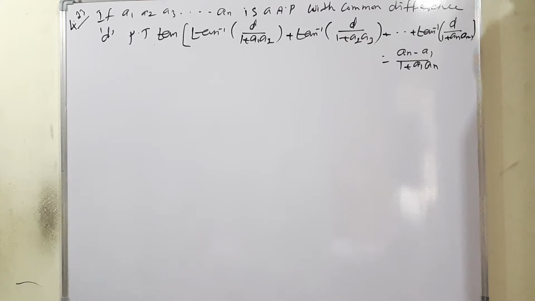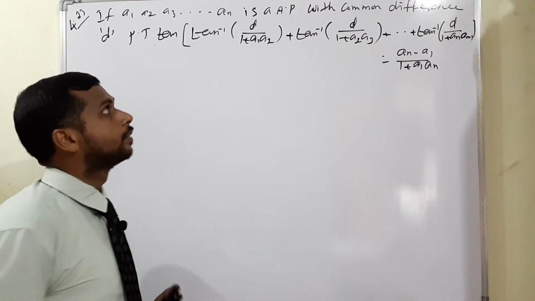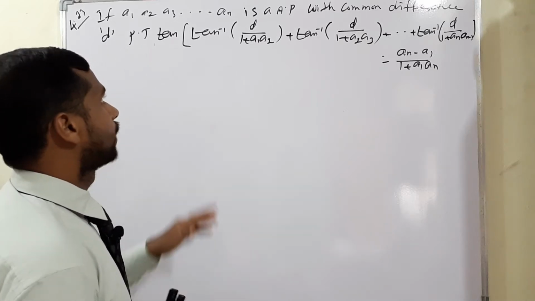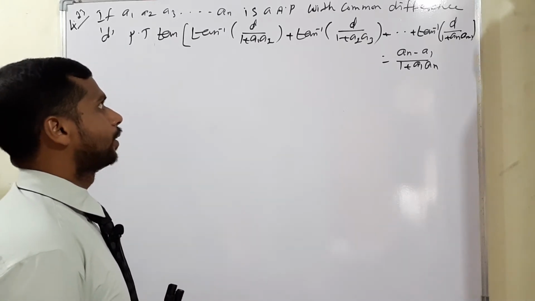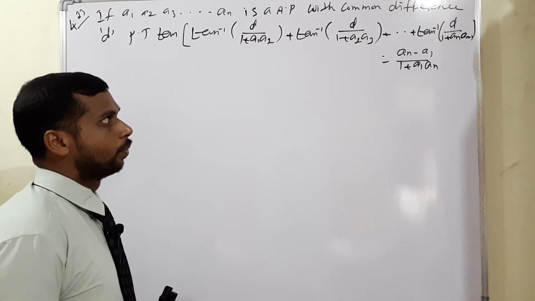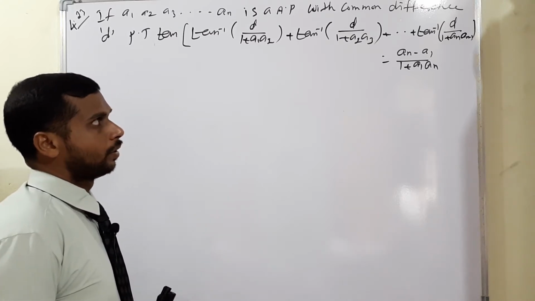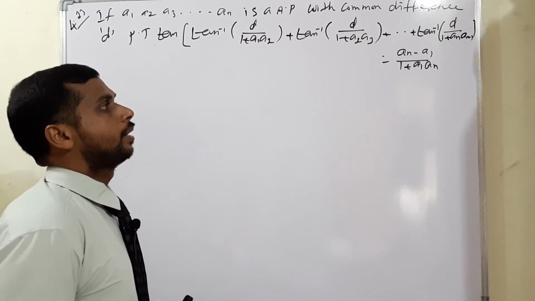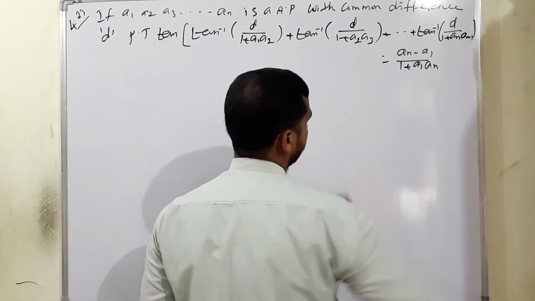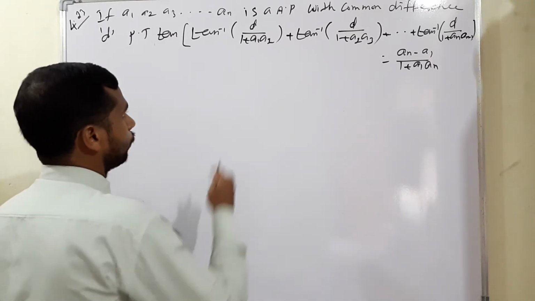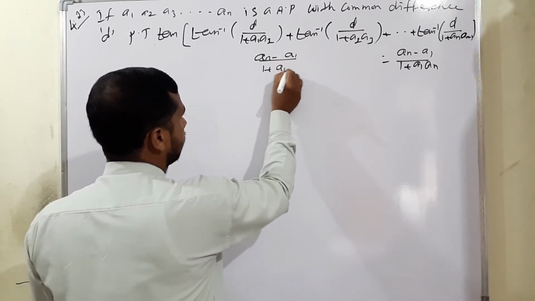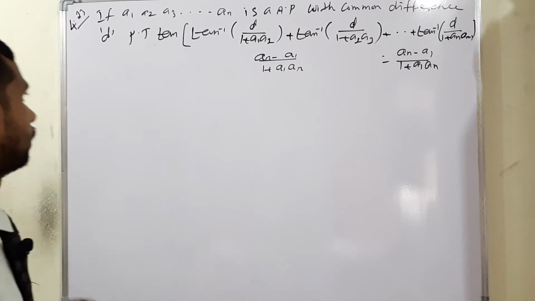If a1, a2, a3, ... an is an arithmetic progression, AP meaning arithmetic progression, with a common difference d, prove that tan inverse of d over 1 plus a1 into a2, plus tan inverse of d over 1 plus a2 into a3, plus tan inverse of d over 1 plus an into an minus 1, is equal to... what we have to prove? an minus a1 over 1 plus a1 into an.